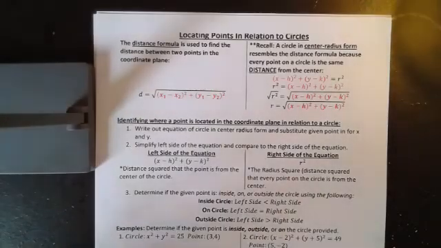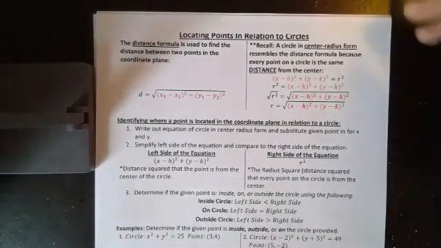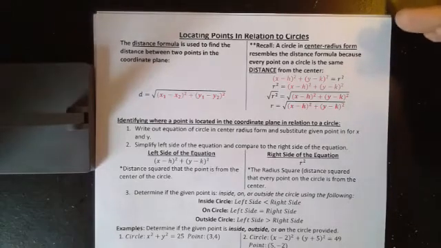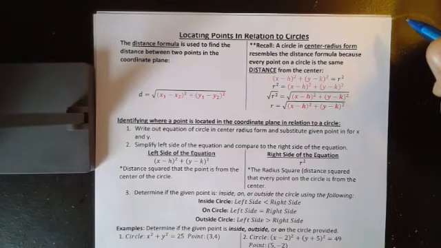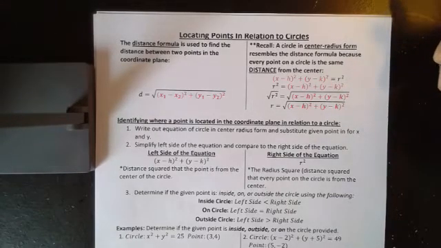Hi everyone. So today we're going to be focusing on locating points in relation to circles. So what I mean by that is if you had a circle in the coordinate plane and you were given a point, we're trying to determine where that point is located. So is that point inside the circle, outside the circle, or on the circumference of the circle?